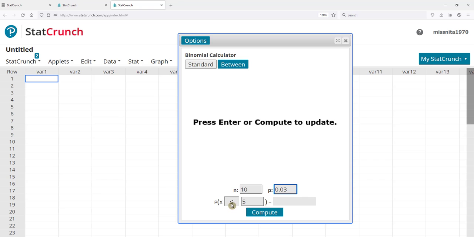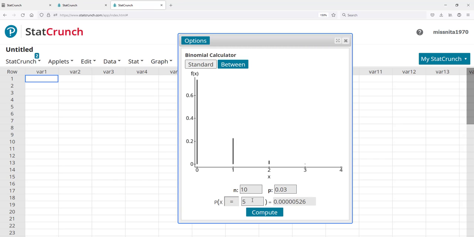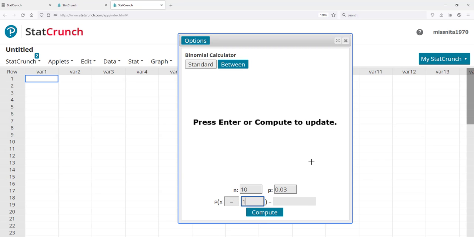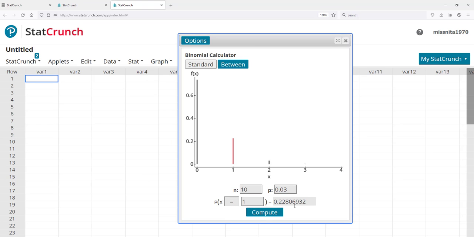And then we can change this. We want this to be equal to exactly 1, so we're going to put 1 here. Hit compute. And as you can see, I get 0.228. That's what we calculated when we did it by hand.